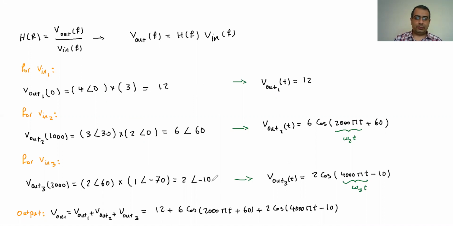So make sure you're not adding these three together as phasors, because writing 12 plus 6 angle 60 plus 2 angle negative 10 is wrong, since the omega is different for each of them. That's why we first convert them to the frequency domain, and then we do the filtering.